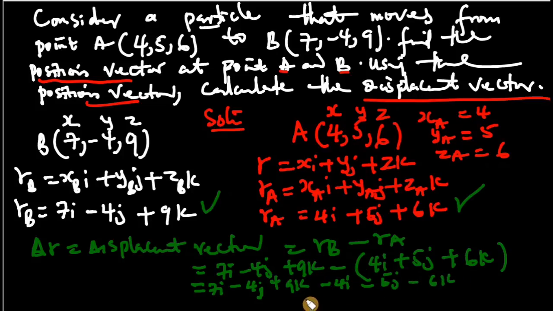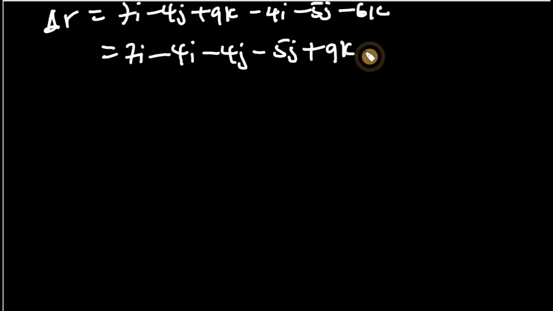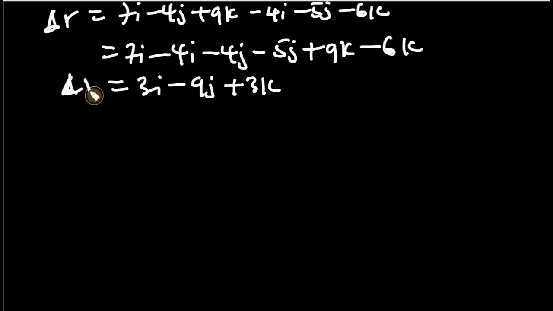So we continue from here. We bring all the i's together, all the j's together, and all the k's together. So this is 7i minus 4i, this is minus 4j minus 5j, this is plus 9k minus 6k. So 7i minus 4i is 3i, this will be minus 9j, and 9 minus 6 is 3, plus 3k. So this is the displacement vector.